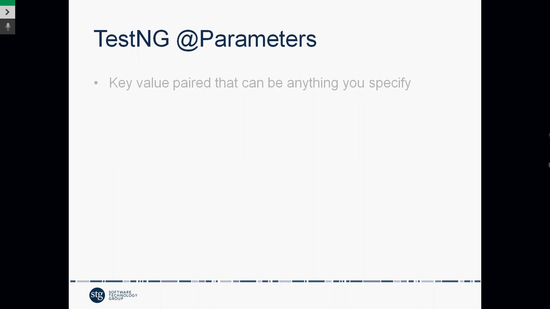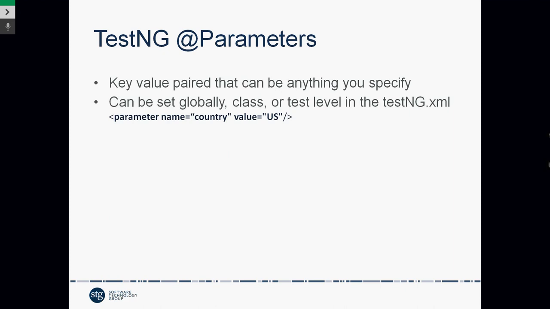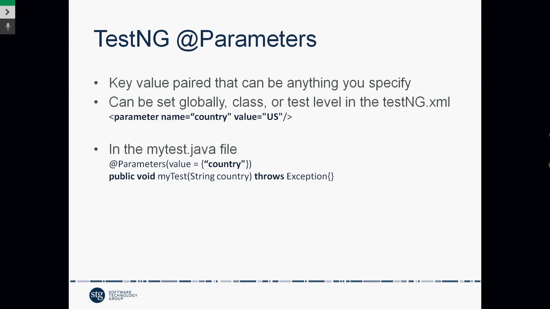TestNG parameters are key-value pairs. So if you want to put in a parameter, the name is country, and your value is going to be US. So you can say, what is the value of my country? You can say that it is US. And based on that value, you can parameterize your test. Say, I want to go to the US market, or I want to go to a different market. In your Java file for your test, it would just be @Parameters with the value of country. And then in your test, it would just be String country. Now you've taken whatever is in the configuration file and passed it into your Java test.